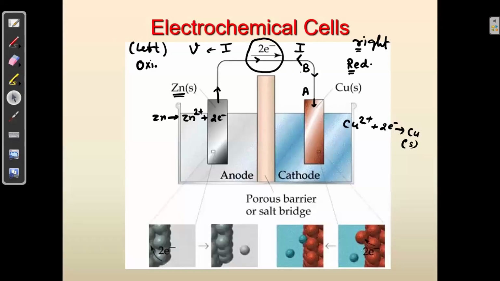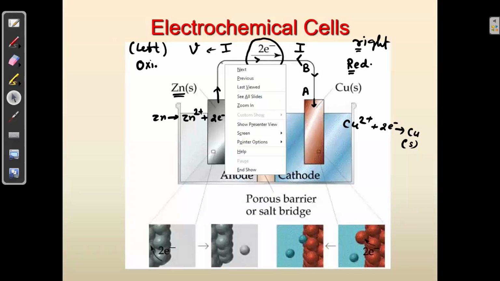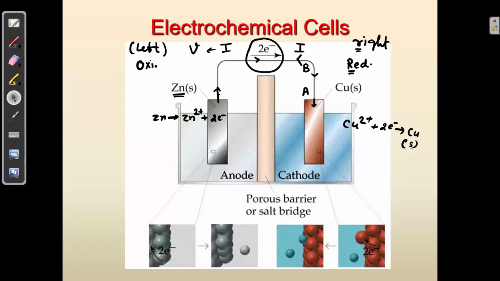That's point B. This is point C, and this is point D. The current is flowing from A to B, B to C, and C to D. What about D to A? Now the circuit is incomplete.